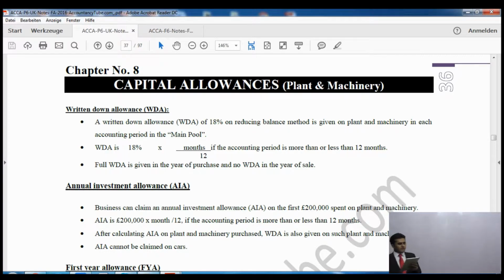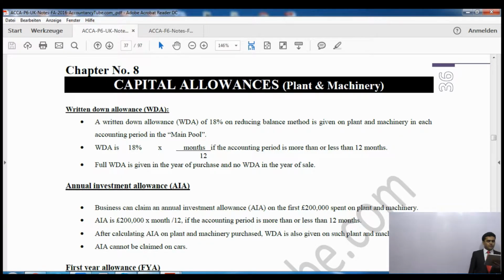And obviously, as I said, the writing down allowance will be adjusted if the accounting period is more than or less than 12 months. It will tell us in the question if the accounting period is more than 12 months, then we will have to adjust this percentage, and if it is less than 12 months, then we will have to adjust it as well, adjusting for the months.